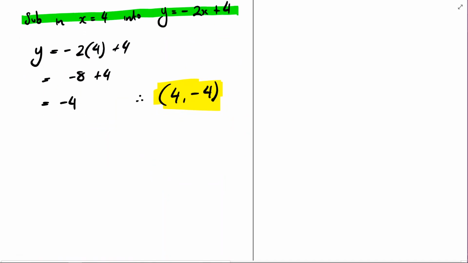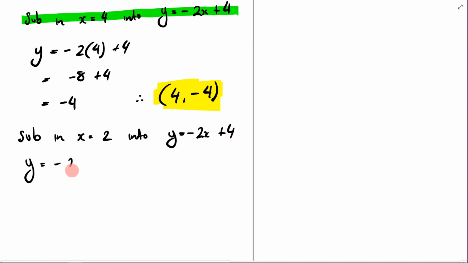So I'm going to sub in x is equal to 2 into y is equal to negative 2x plus 4. y is equal to negative 2 times 2, plus 4, which is equal to negative 4 plus 4. It's going to be equal to 0. Therefore, when x is 2, my y is 0.